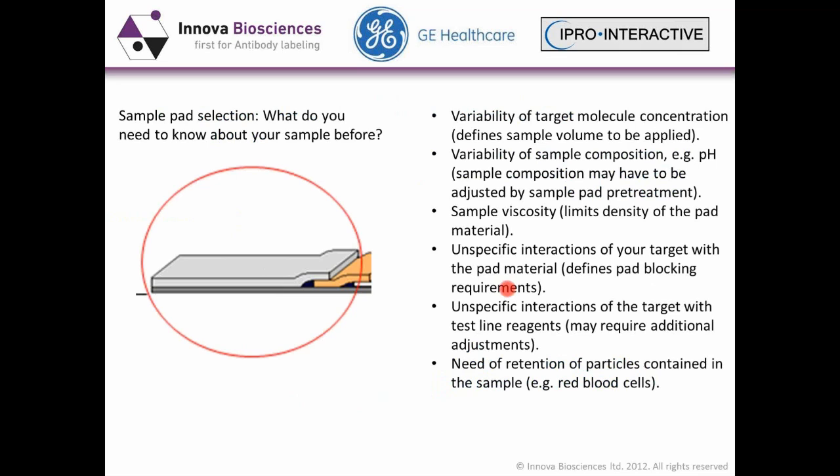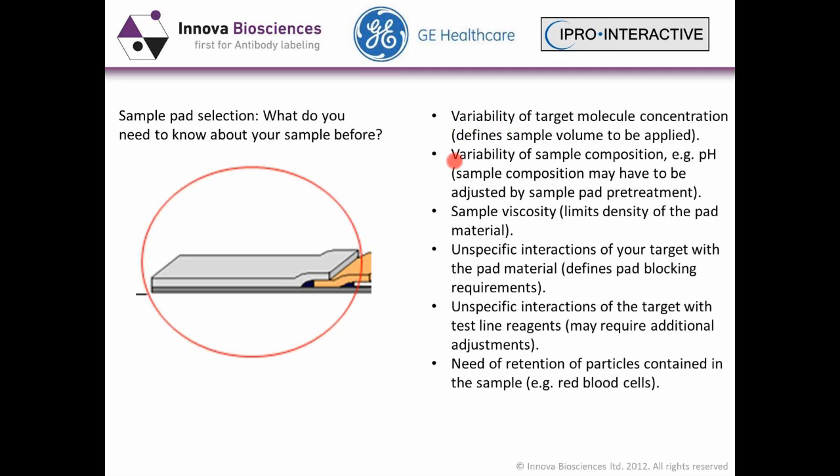I now would like to go through all of these materials in the order the sample sees them. So what about the sample pad? What do you have to do before you can select the sample pad? Well, the first thing that you have to do is think about the variability of your sample as such. At first, what is the number of target molecules you can detect and won't detect with your antibodies and your test system at minimum? What is the maximum number of target molecules that you can expect in a sample under reasonable conditions? And this defines the sample volume that is to be applied.